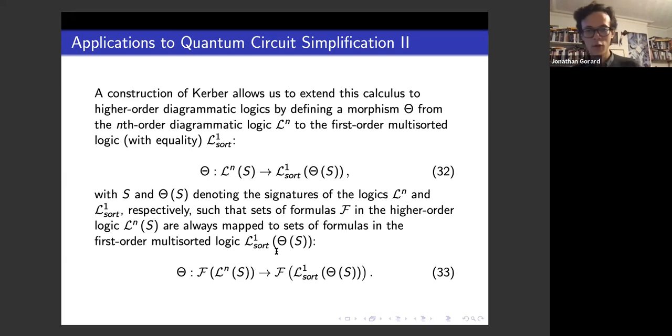So the first thing we did was we used this construction that's due to Manfred Kerber to define a morphism that lets us map from an nth order diagrammatic logic to a first order multi-sorted logic in such a way that the set of formulas gets preserved. So we can reduce any set of formulas in the higher order diagrammatic logic to an equivalent or an equisatisfiable set of formulas in the first order multi-sorted logic. And that lets us take the causal optimizations that I defined in the previous slides and apply them to the case of automated rewriting of ZX diagrams.